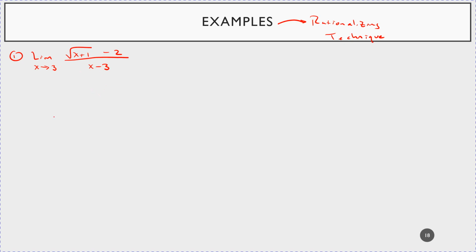So what that means is there's something you can do to solve this. And what you're going to do is rationalize the numerator, right? So you're going to multiply both the top and bottom, the numerator and denominator, by the conjugate of the numerator in this case here. So you're going to multiply by the square root of x plus 1 plus 2.